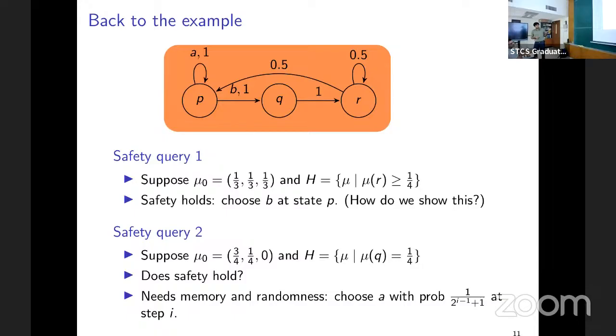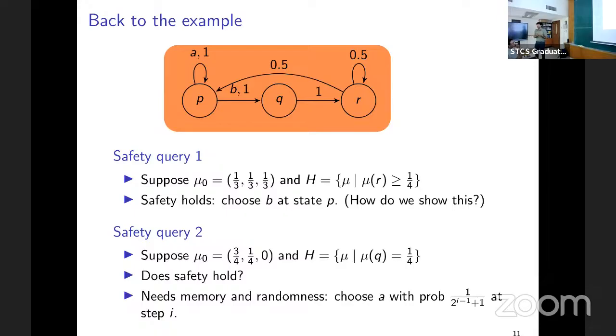Here is one thing I can do. Choose A with probability 1 over 2 power I minus 1 plus I. You can work it out. At step I, this will actually be such. I just calculated how much mass needs to be moved. But this is a policy with memory. It's easy to see that no deterministic memoryless policy works. But you can also try to convince yourself that no randomized memoryless policy will work either.